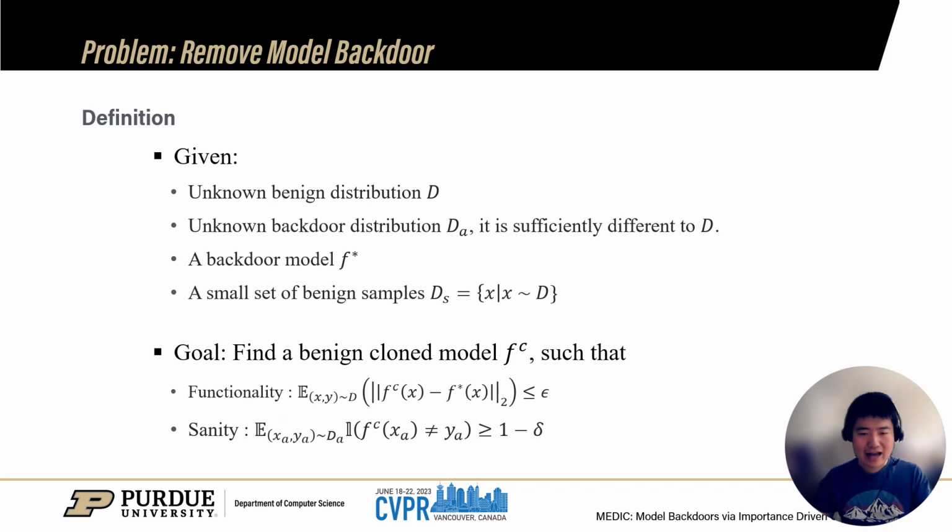Formally, consider we have a benign distribution D and a backdoor distribution dA. These two distributions should be sufficiently different, which means they don't usually agree with each other. We have a backdoor model F star, which is very useful but backdoored. We have a small set of clean samples that enables us to remove backdoors. Our goal is to find a benign cloned model FC such that this model has similar performance as the original one. Also, it gets rid of backdoors.